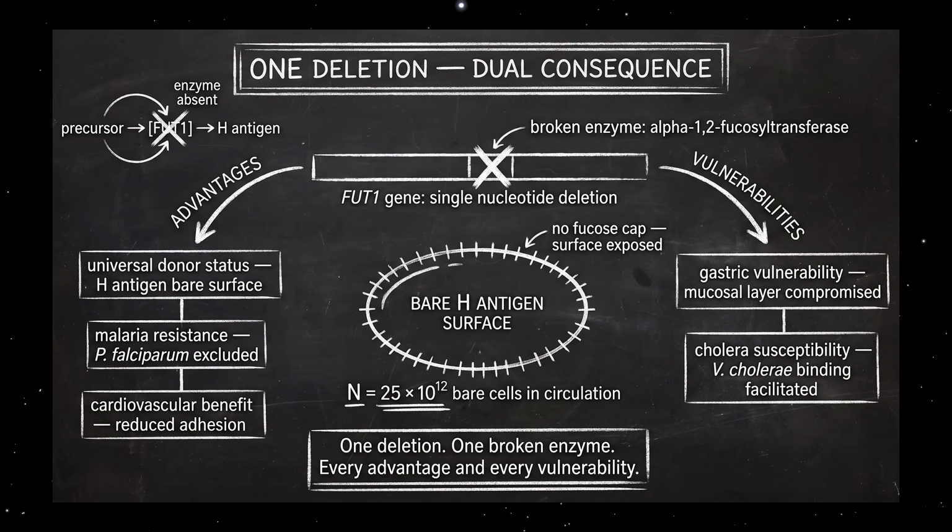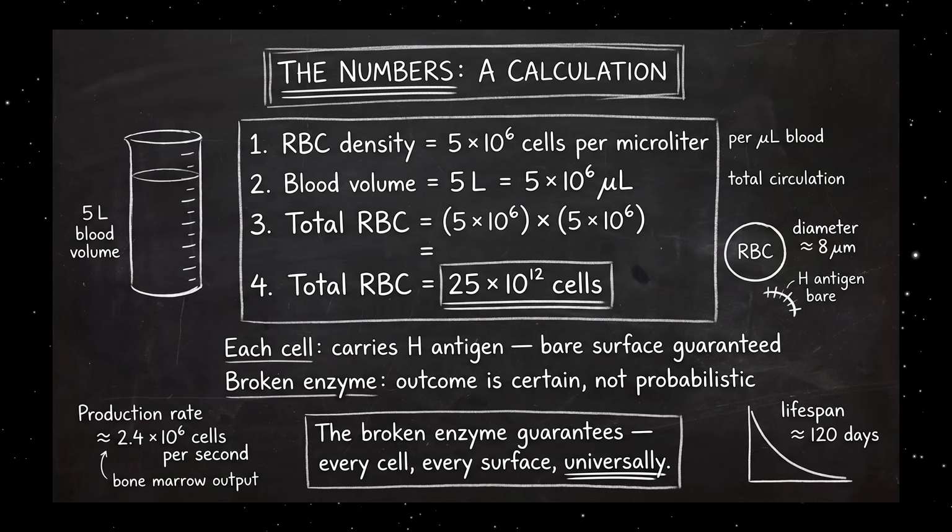The bare surface gave the universal donor advantage, the malaria resistance, and the cardiovascular benefit. The bare surface gave the gastric vulnerability and the cholera susceptibility. One deletion, one broken enzyme, 25 trillion bare cells. The number is calculable. Approximately 5 million red blood cells per microliter of blood, approximately 5 liters of blood in circulation, producing every cell in the circulation, each carrying the bare H antigen.